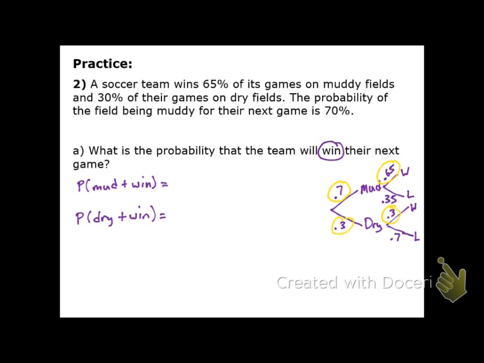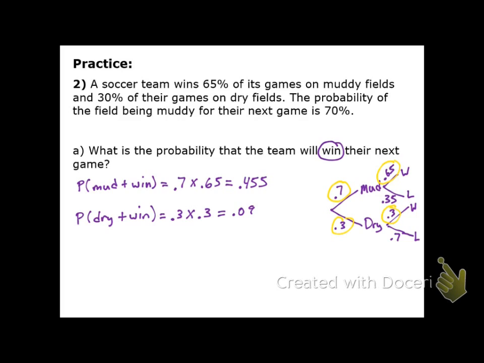So the probability of winning on a muddy field, we're just going to take the probability of the field being muddy, so 70%, times the probability of winning on that field, which would be 0.65. When you multiply these two together, you get 0.455. Then you're going to take the probability of winning on a dry field. Well, there's a chance of 30% they'll play on a dry field, and the probability of winning on that dry field is 30%. When you multiply these together, you get 0.09.